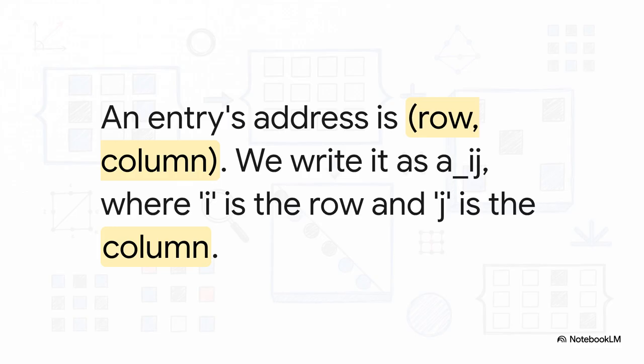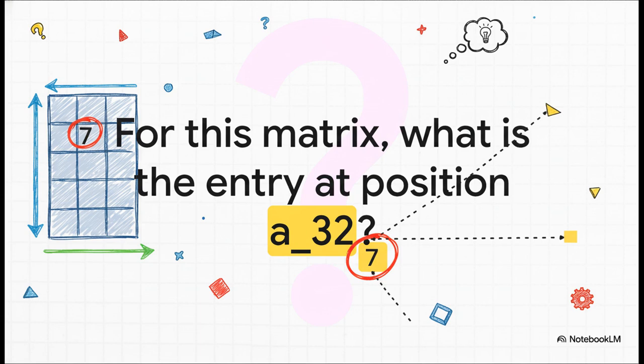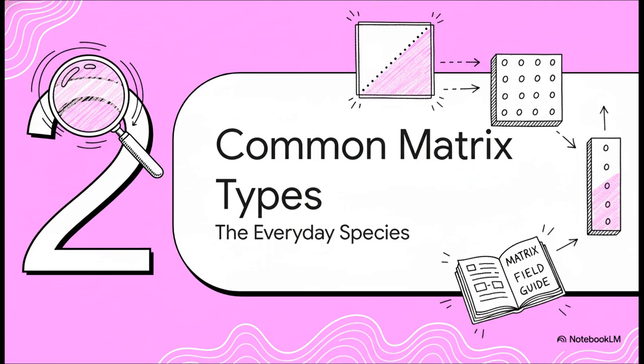Rows, then columns. All right, let's do a quick check to see if you've got it. Look at this matrix. What's the entry at position A32? Let's see. 3 means the third row, and 2 means the second column. Boom. The entry is 7. Awesome. So now we can read a matrix and pinpoint any entry.